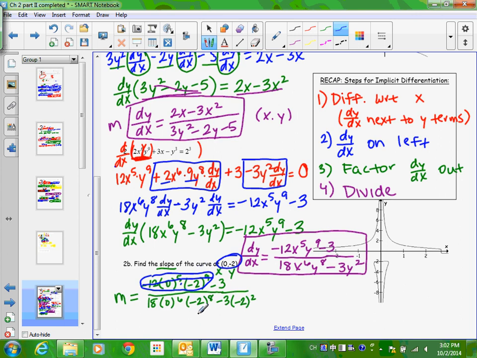Okay? I would never have you do this problem where you have to start doing all crazy numbers. So look for easy ways to crunch the numbers. 18 times 0 to the 6, I don't even care what's right here. If you multiply by 0, it's gone. So what you're left with is negative 3 over negative 12, which simplifies to positive 1/4. So what this means is, at the point 0, negative 2, the slope of this line is positive 1/4.